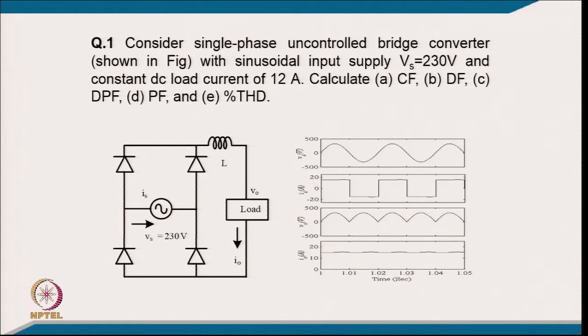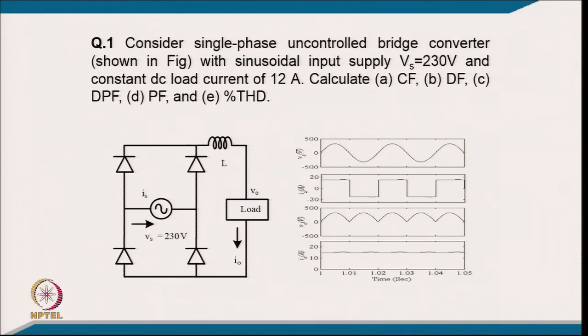Consider the single phase uncontrolled bridge converter shown here in the figure below, with a sinusoidal input supply voltage of 230 volt and a constant DC load current of 12 ampere. Calculate the CF, that is crest factor, DF distortion factor, DPF displacement factor, power factor and percentage THD.